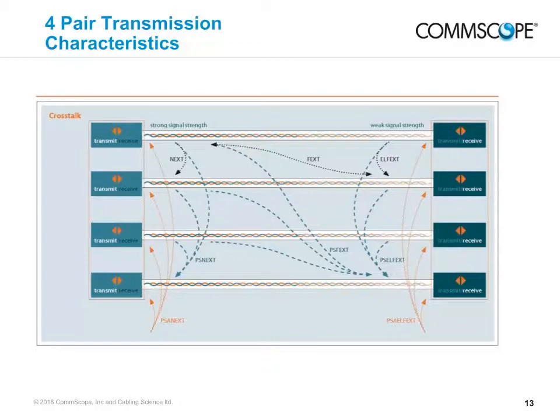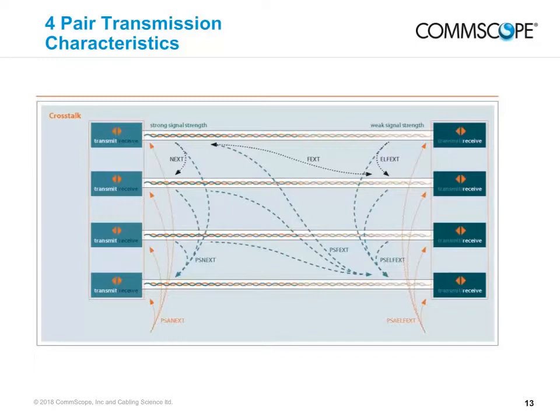Power sum near-end crosstalk, PS NEXT, is a computation of the unwanted signal coming from multiple transmitters at the near end into a pair, measured at the near end. Higher numbers are better. Power sum equal level far-end crosstalk, PS ELFEXT, is a computation of the noise coming from multiple transmitters at the near end into a pair, measured at the far end and normalized to the received signal level. Higher numbers are better.